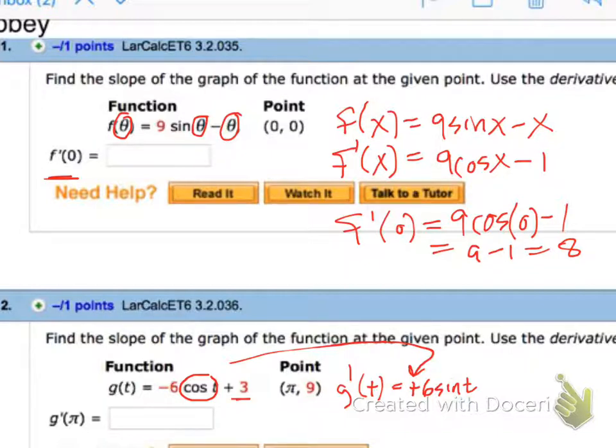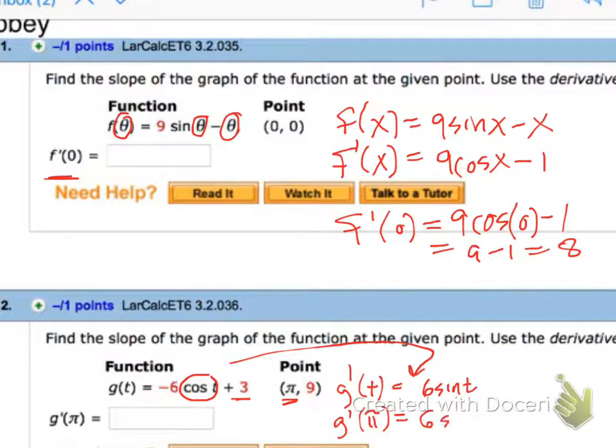So this derivative is just positive 6 sine t, and that positive kind of looks like a t, doesn't it? Let me get rid of that. Okay, so that's 6 sine t. That's it. That's the derivative. So when it says g prime of pi, that means putting in the x variable from that point to get the slope of the tangent line.